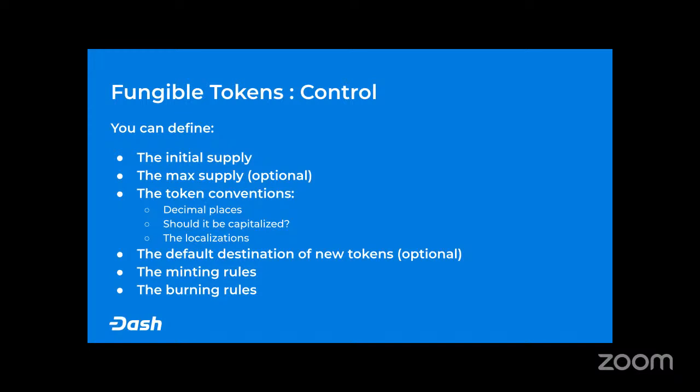But yes, basically, that's what you could do. In German, you could say there is no plural, or there's no plural in Chinese, and you can write the Chinese character and stuff like that. It's more of a convention that you say in the contract to make it easier for people who use your token. You also can set the default destination of new tokens, but that's optional. You can basically say that all new tokens go to this identity, but you don't need to do that.